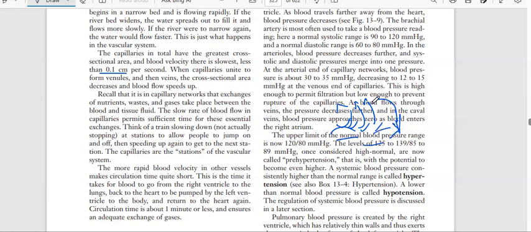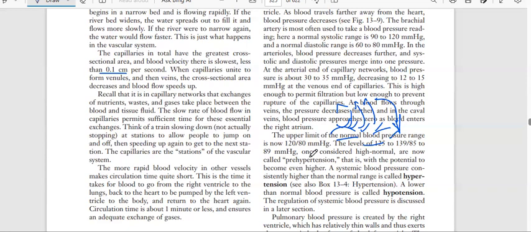We also know that 30 to 35 millimeters of mercury is the normal blood pressure in the blood vessels at the end, in the capillaries. So basically here the speed decreases to 0.1 centimeter in 1 second, compared to 30 centimeters in 1 second in the beginning.